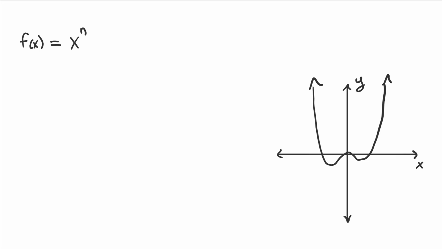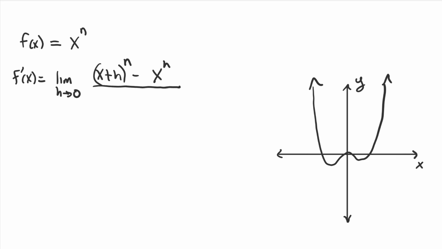But here it comes. Now we are going to write this as f prime of x is equal to the limit as h tends towards 0 of f of x plus h, which is just going to become x plus h raised to the power of n, minus f of x, which is x to the n, all over h. Cool, no problem. What's n?